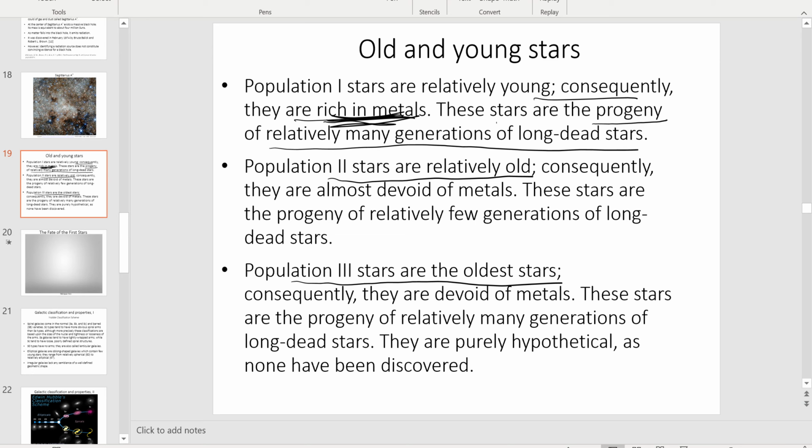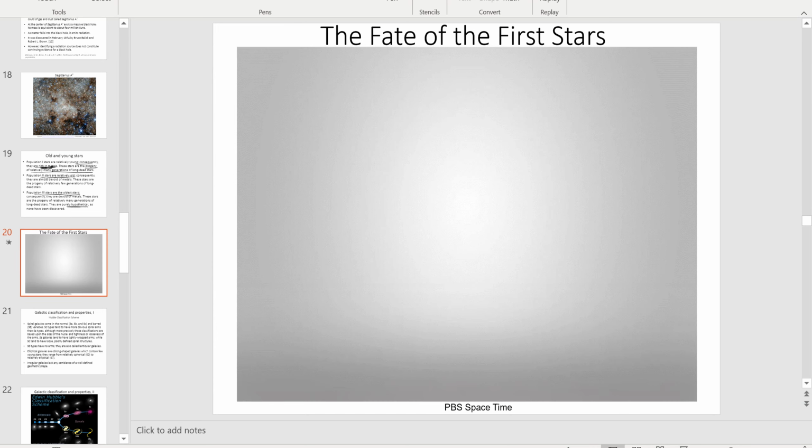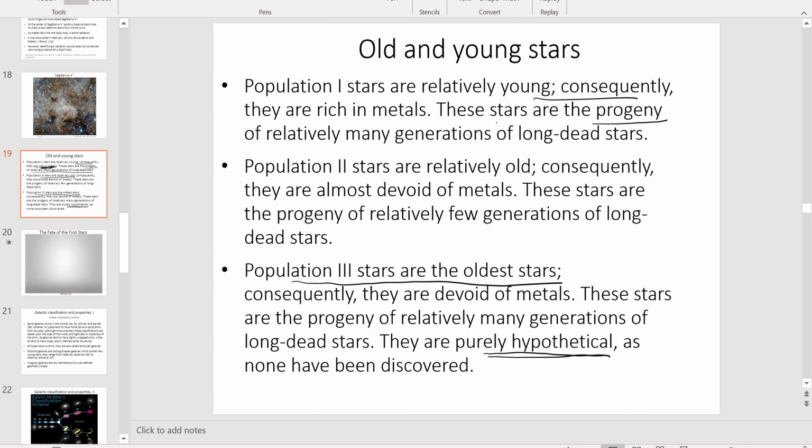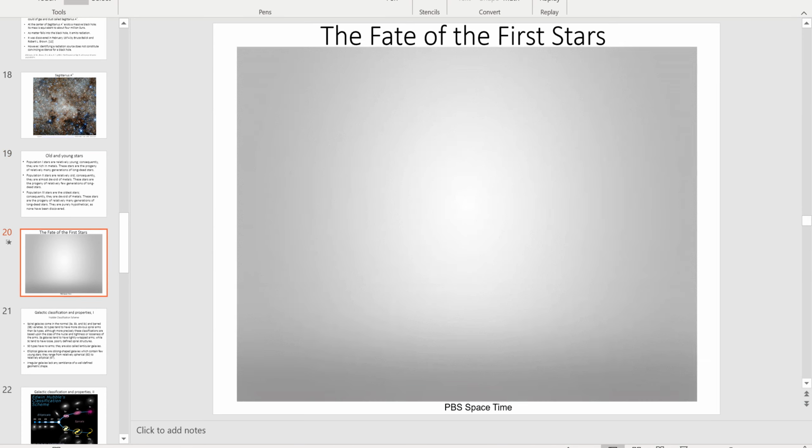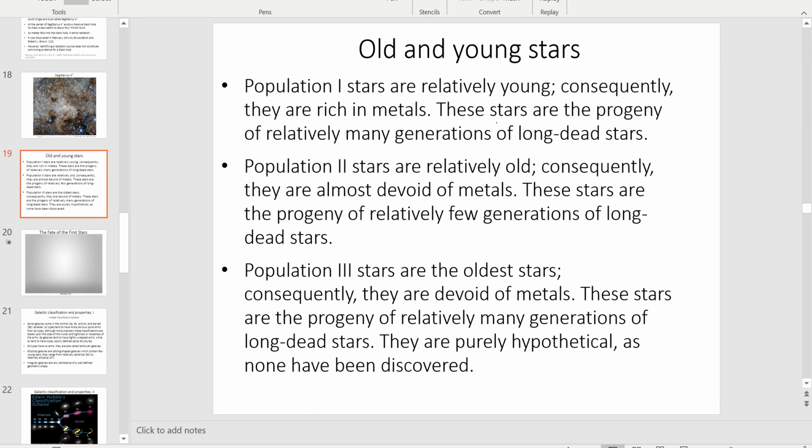These were thought to be purely hypothetical. And in my slide here, I say they are purely hypothetical, but very recently, astronomers believe that they've been discovered. I'm going to post a video on Blackboard that I want you to now watch. This video is slightly antiquated, but I'm going to put some information about recent evidence for population 3 stars.